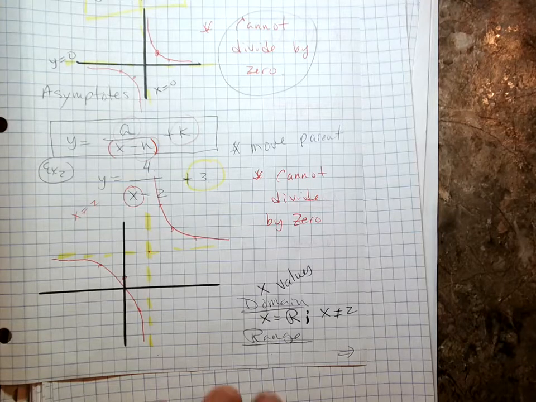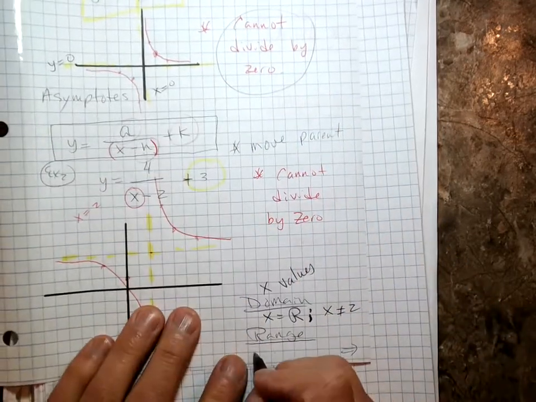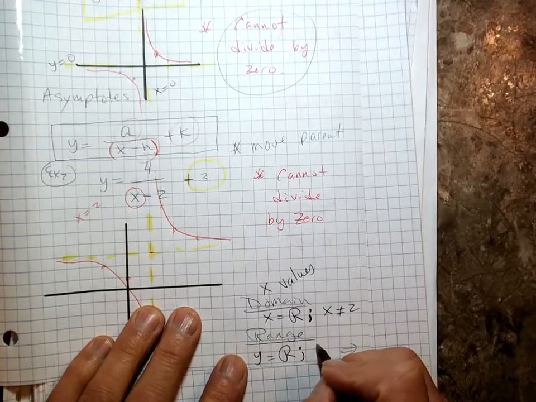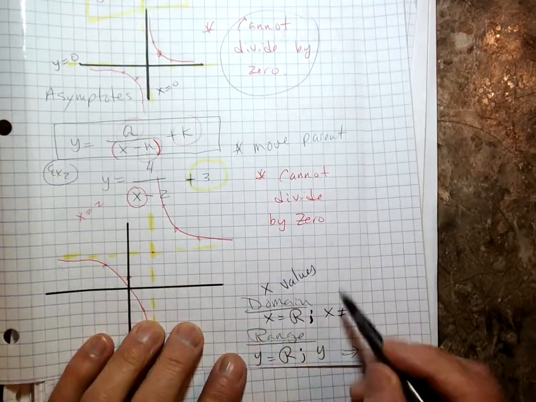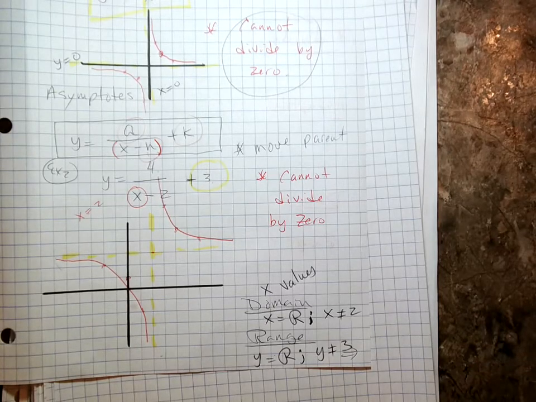Now the range, if I take a look, the range goes forever up, forever down. So I'm going to say the range is y equals all real numbers except y does not equal the value of 3. Okay? Alright, we're going to keep working on this. Remember, you cannot divide by 0. That's the big key right there, okay?